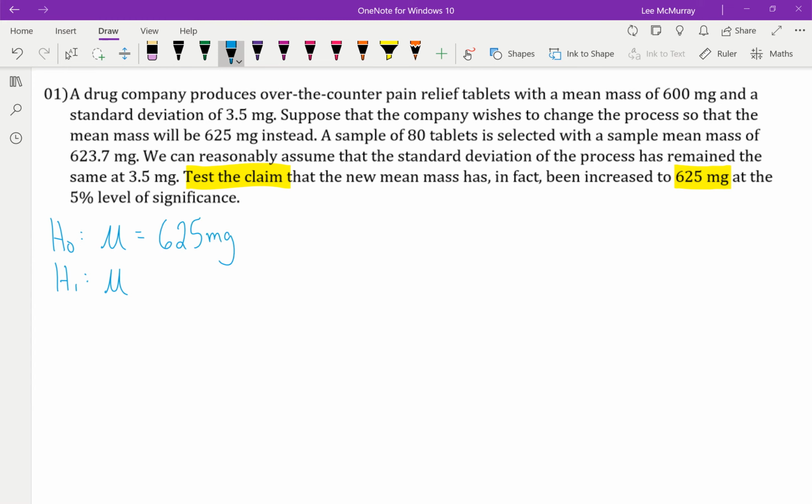Okay. And when we think about our alternate hypothesis, because we're saying that the weight is 625 milligrams, whether it's increased or decreased is actually irrelevant. We just want to test that it is 625. So that means that it could be higher or lower, right? There's nothing here that indicates that it's either just a less than or greater than problem. So we're going to assume that the mean is not equal to 625 milligrams, which is, remember, our two-tail test.